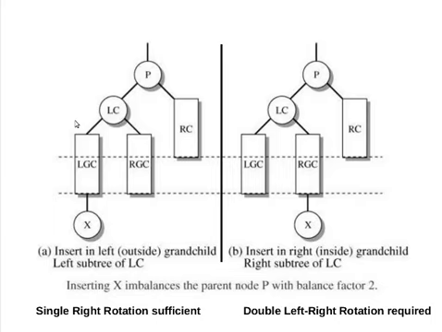As noted earlier, a single right rotation is sufficient to restore the balance factor at P in the permissible range of -1 to 1. Now we consider the symbolic tree on the right in the slide. We follow the same notations as mentioned just now. Here X is inserted on the left of P and further on the right of LC. This represents the left-right case. As noted earlier, the double left-right rotation is required to restore the balance factor at P.